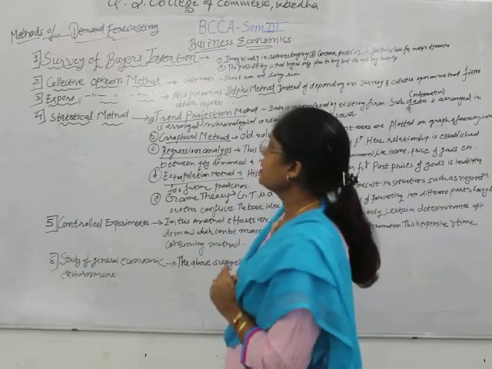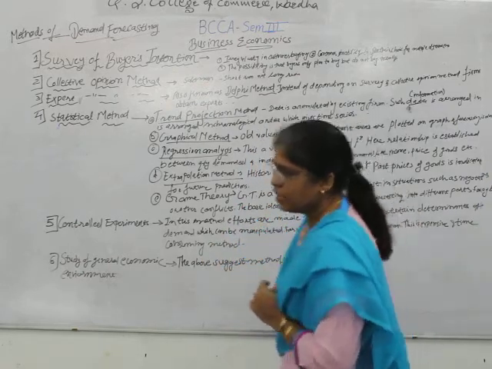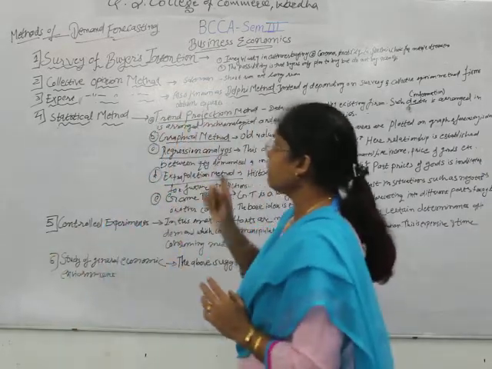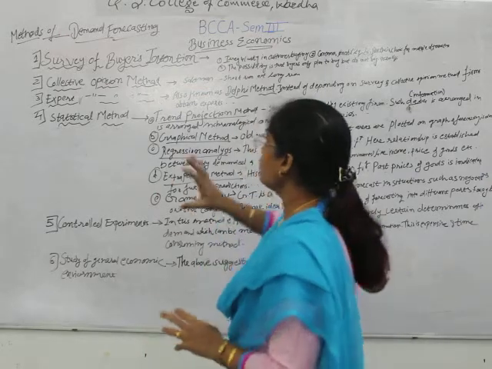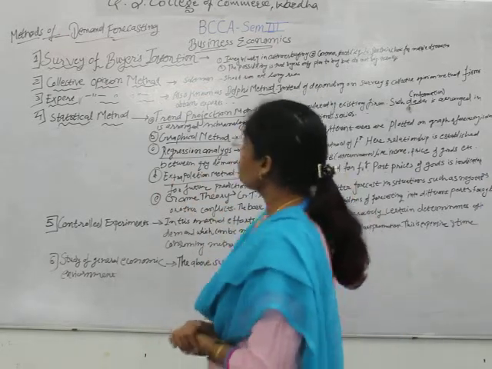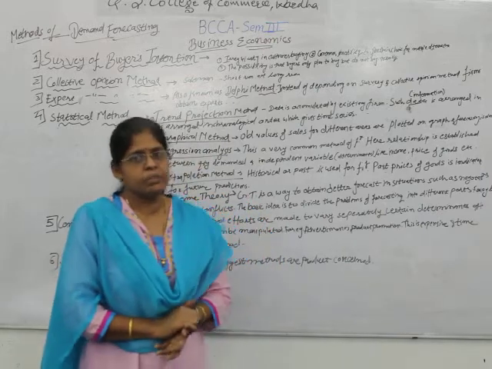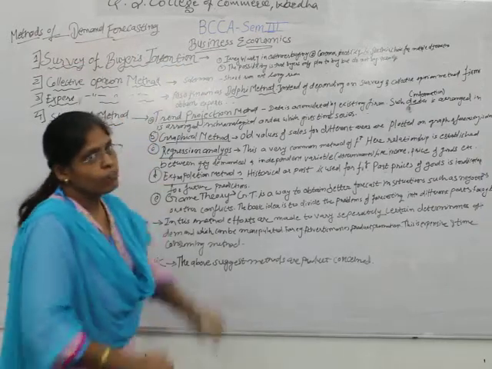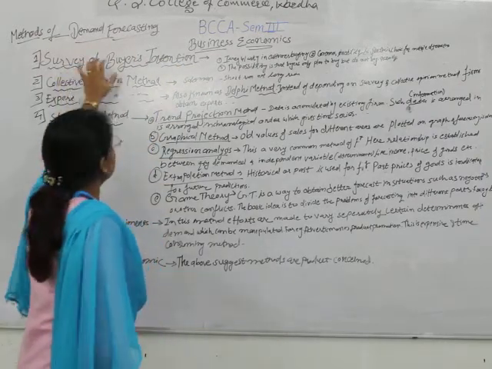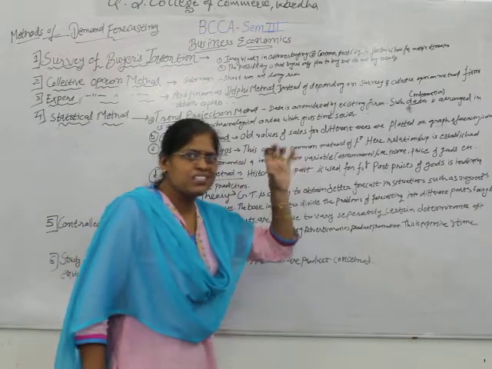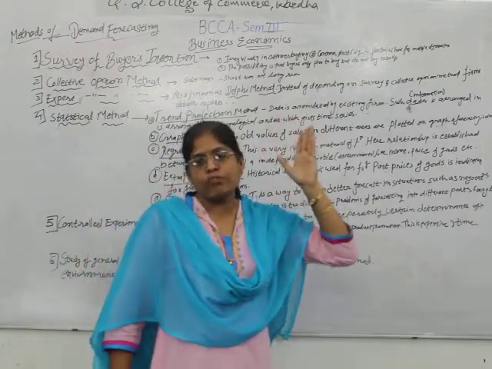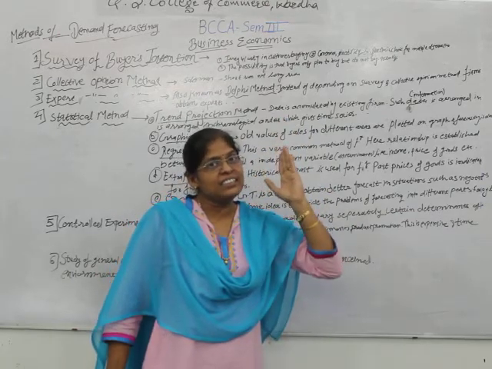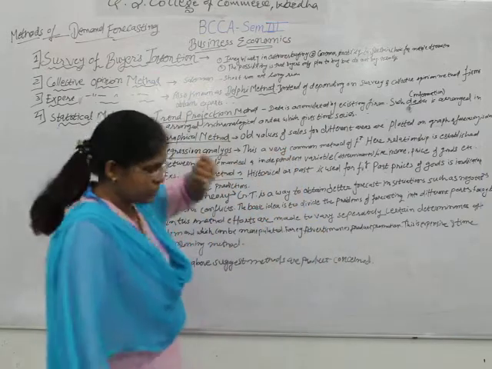The very first method is the survey of buyers' intention method. This is one of the oldest methods for demand forecasting. The name itself says survey. Survey of what? Survey of buyers' intention. When the researchers or administrators adopt this method for forecasting, they conduct surveys of buyers. Again, this is an analysis of consumer behavior, in which they consider the intentions of the buyers.